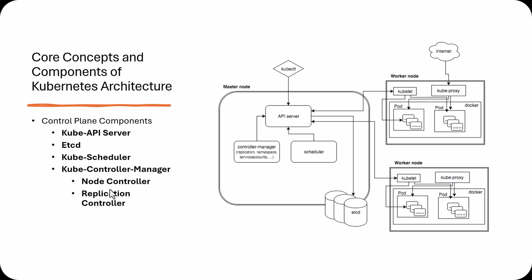The node controller is responsible for noticing and responding when nodes go down. The replication controller is responsible for maintaining the correct number of pods for every replication controller object in the system. And there is an endpoints controller, which populates the endpoints object, that is, it joins services and pods. And there is a service accounts and token controller, which creates default accounts and API access tokens for new namespaces.